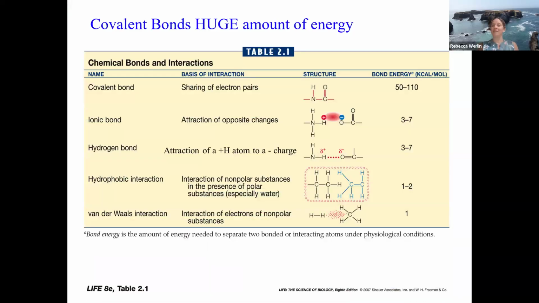So we've gone over covalent bonds, the equal sharing of electron pairs, and that gives very strong bonds. Usually you have to have an enzyme make a covalent bond or break a covalent bond in life. An enzyme is a protein that does a job, and often those jobs are making strong covalent bonds or breaking those strong covalent bonds.